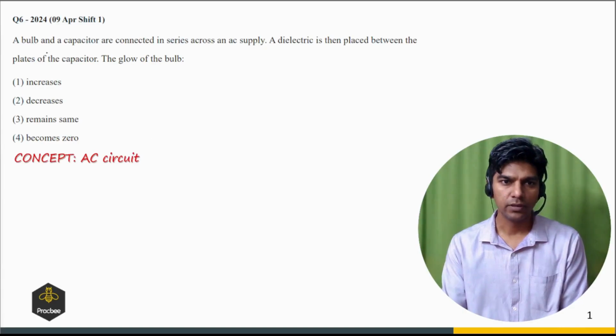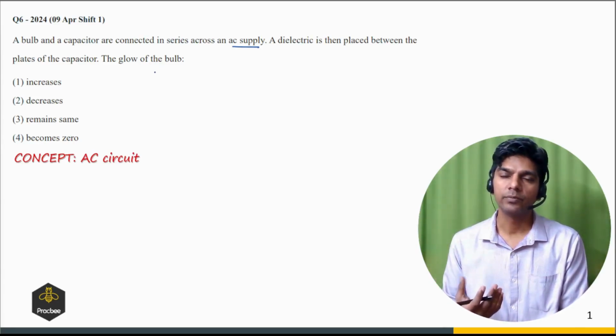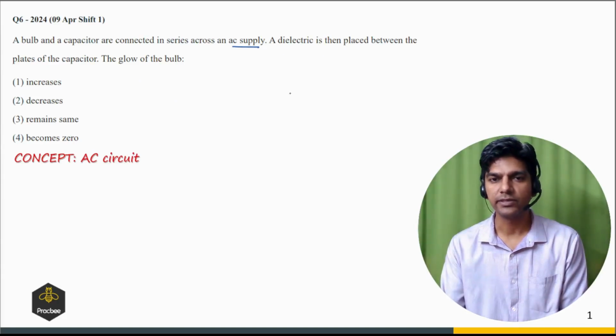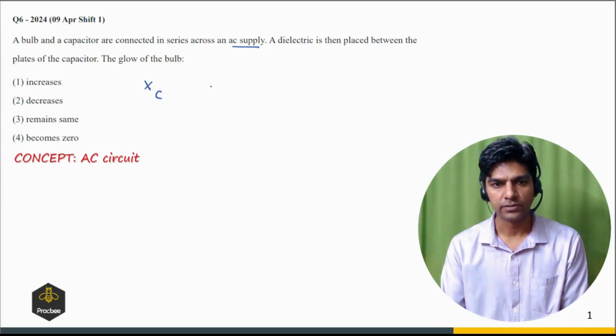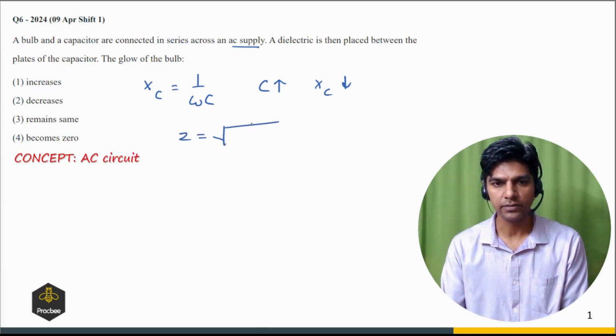Okay, so we are given a bulb and a capacitor connected in series across an AC supply. A dielectric is then placed between the plates of the capacitor; what happens to the glow of the bulb? The glow of the bulb will depend upon the current passing through the bulb. So the greater the current, the more the brightness. If we insert a dielectric, the capacitance will increase, and we know that the capacitive reactance is 1 by omega C. So as C increases, XC decreases.